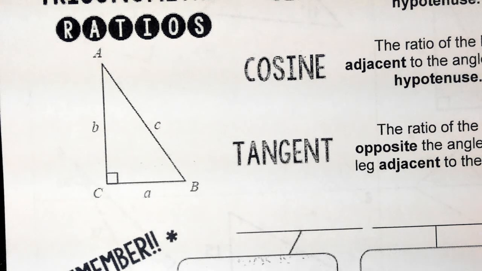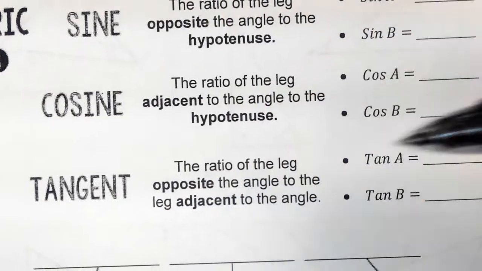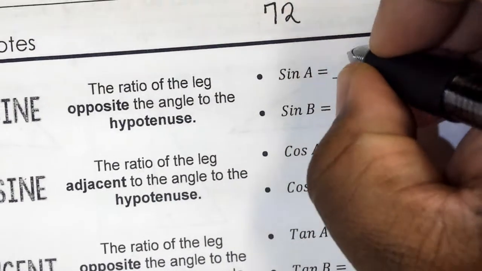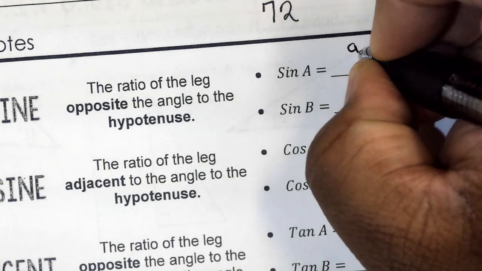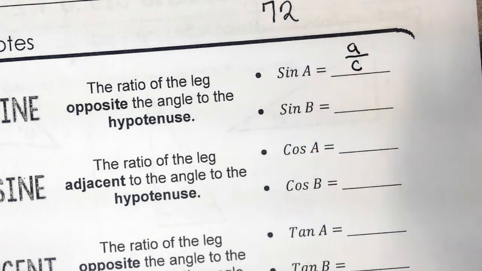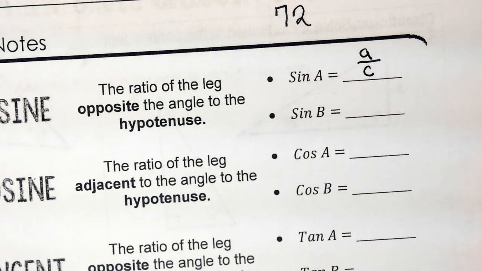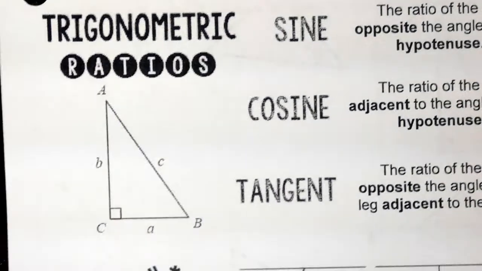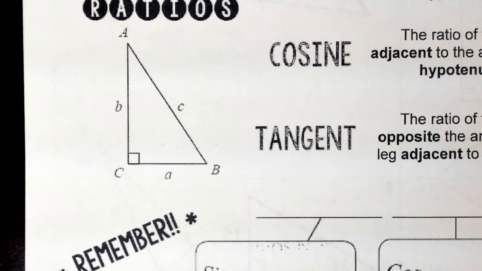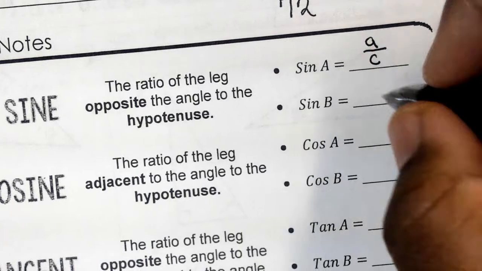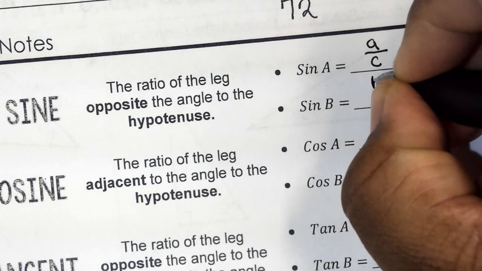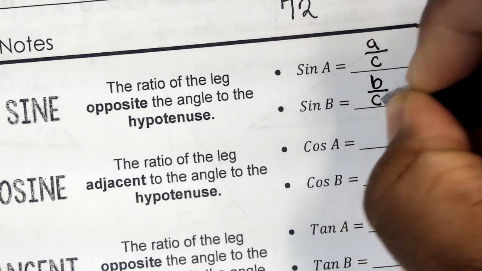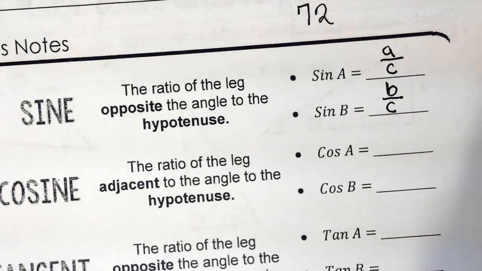Would it be A over C? There it is, A over C. That would be a sine ratio coming from angle A. Now, Anna, I want you to do sine from angle B. B over C. Thank you. That was a solid start.